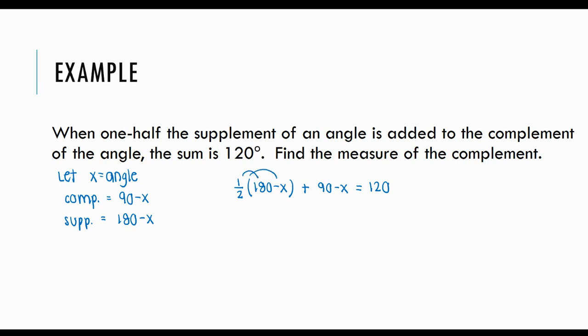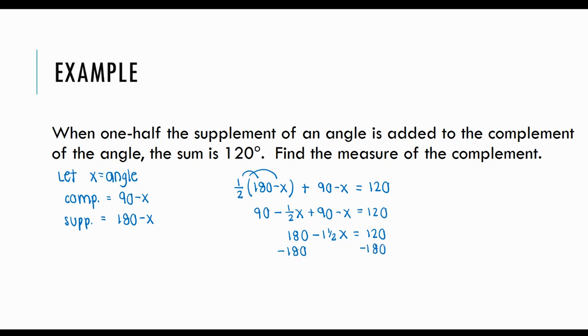I'm going to distribute the 1/2 to get rid of the parentheses. So half of 180 is 90, and half of a negative x is a negative 1/2 x. We're not going to distribute that to the 90 minus x because there was no parenthesis. I'm going to start combining. 90 and 90 is 180. And negative 1/2 minus 1 is going to be negative 1.5, and there's an x with that. Another way you can think of that is negative 1.5. So I'm going to probably change it to that decimal in a second.